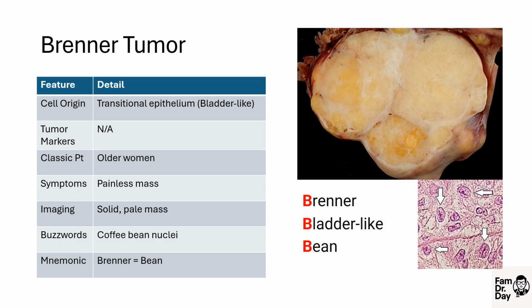We're halfway there. Here we have Brenner tumors, which come from transitional epithelium just like the bladder. The classic patient is an older woman with a painless mass, and imaging shows a solid pale mass as shown in the top right. The buzzword to know is coffee bean nuclei on histology, shown by the white arrows. And an easy way to remember is Brenner equals bladder-like equals bean. They all start with B.